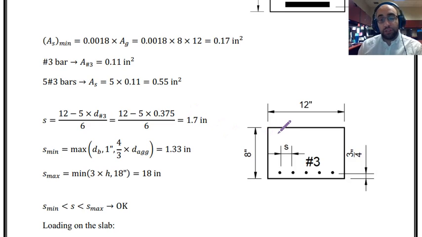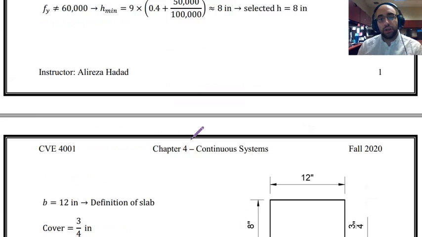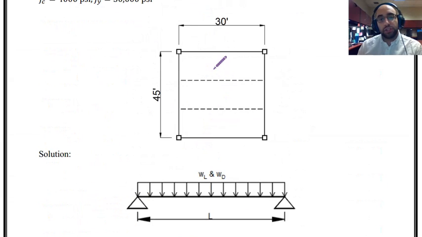Please remember that we are designing a slab. This is not like a beam where these are the ends of the section. The section is actually continuous, and we are just considering this portion of the slab as the cross section that we are designing. But the slab is actually a continuous section like this.